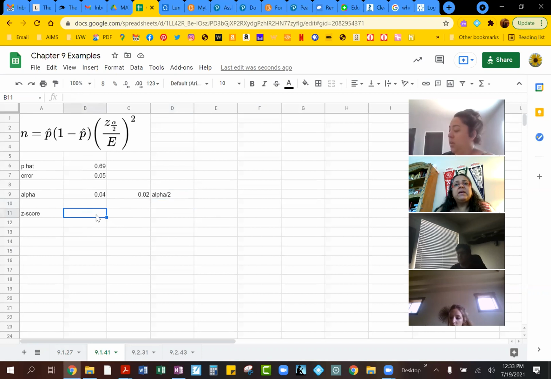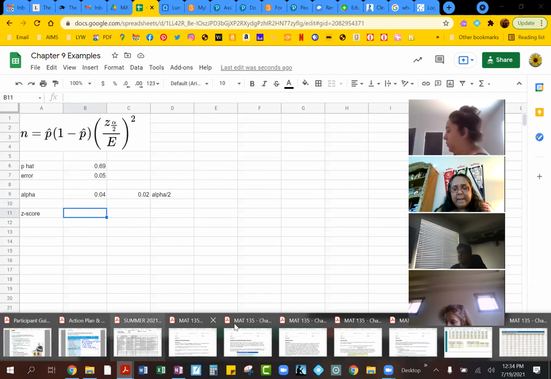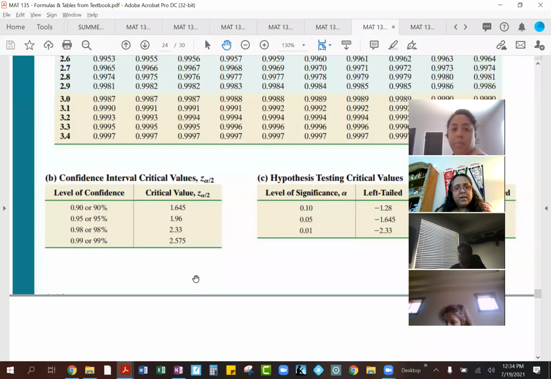All right, so let's take a look at what the z-score will be corresponding to this alpha over 2 of 0.02. We'll go back to our table again. Now, this is kind of what I was talking about. You can see there's no 96% confidence interval over here. So you do not have the z-score value, but we know it's got to be somewhere between these two numbers.